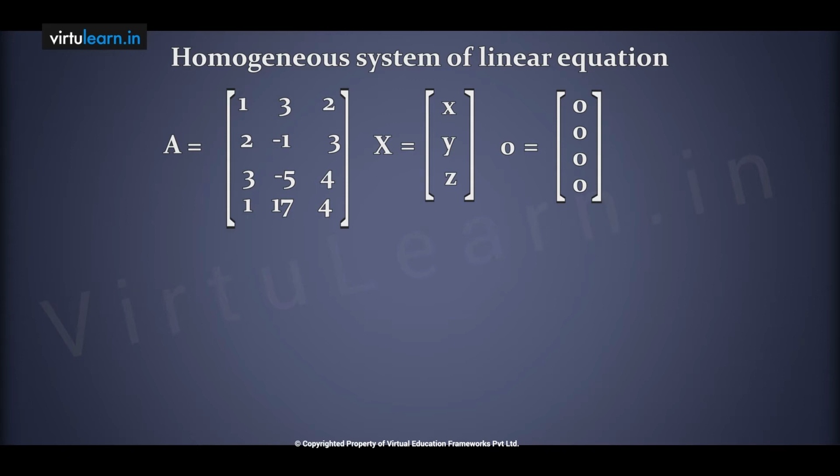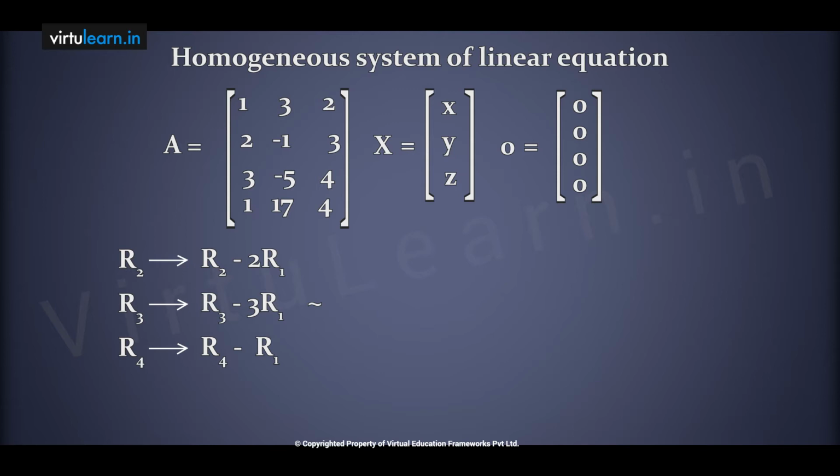Now, for the homogeneous system of linear equations, I am considering the system Ax equal to 0. Using the first principal diagonal element, you make the elements below it zeros. For making zero elements, R2 changes as R2 minus 2R1, R3 changes as R3 minus 3R1, R4 changes as R4 minus R1. Observe this one. These are the important row operations. Every time we use row operations only, because we are converting into echelon form. If you want to convert into echelon form, you should use only row operations.